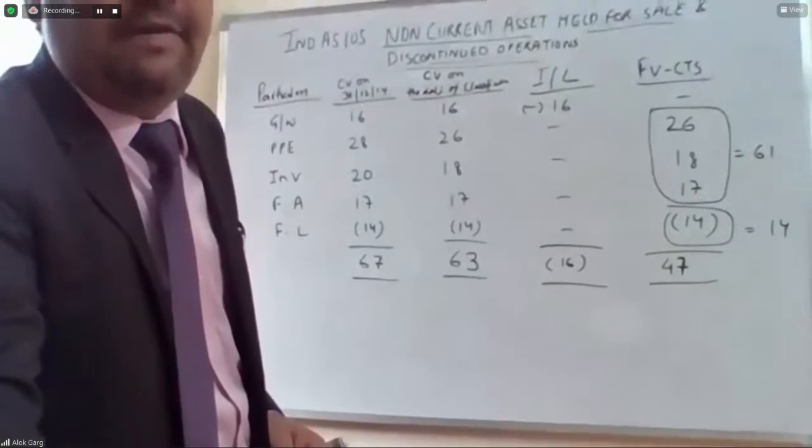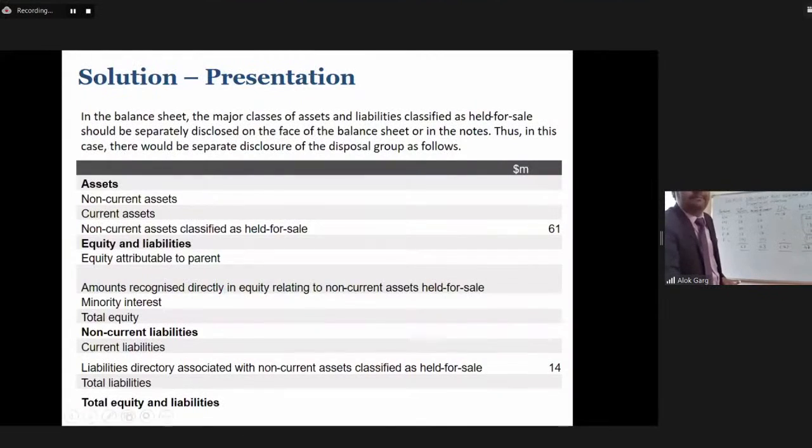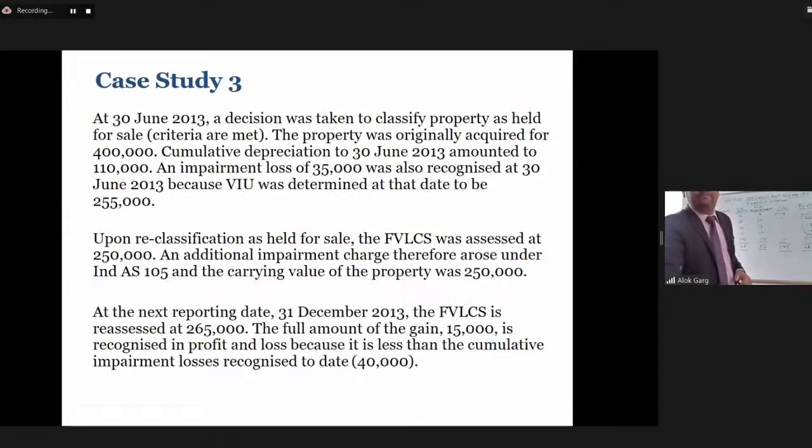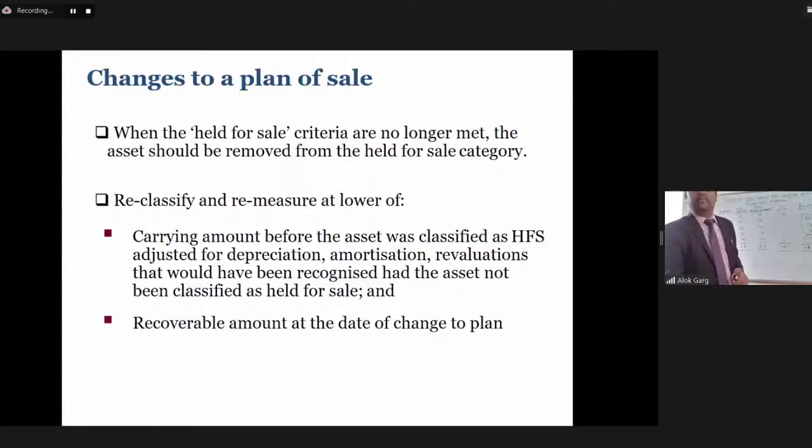So the presentation in the financial statements would be like this. On the current asset side, there will be non-current asset classified as held for sale, 61 million. And on the liability side, under current liabilities, there is a liability directly associated with non-current asset classified as held for sale, 14 million. The breakup of these has to be provided in the notes to accounts.